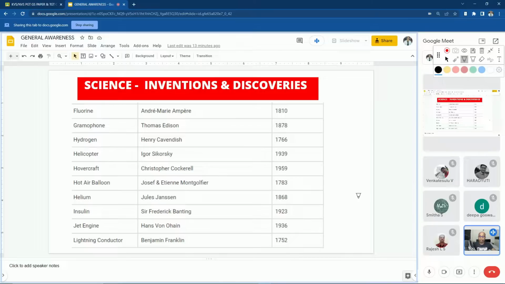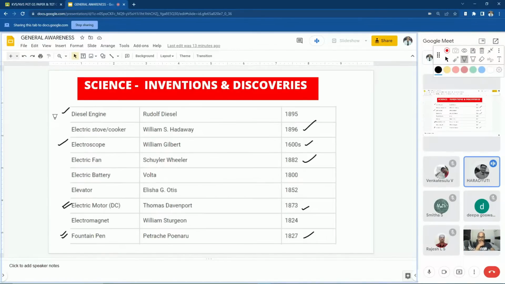Next one. Deepa ma'am. Sir, please repeat the previous page's important ones.